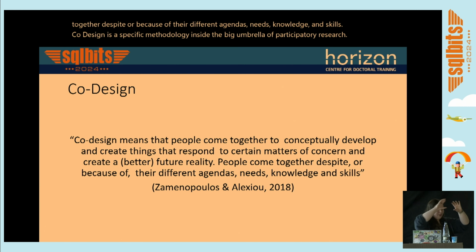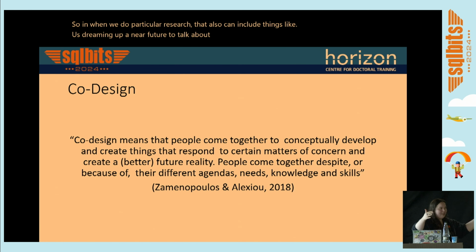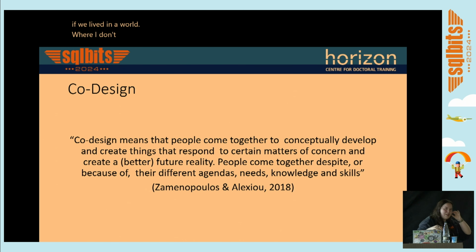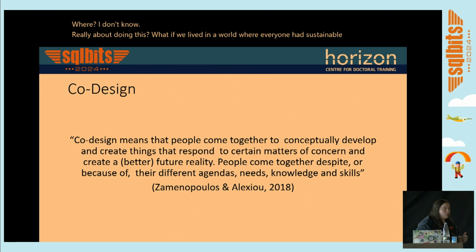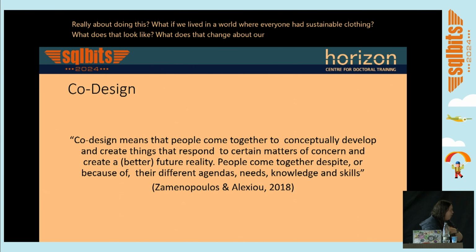So, when we do participatory research, that also can include things like us dreaming up a near future to talk about what sustainability might look like. It's about what if we lived in a world where, I don't know, I'm really bad at doing these. What if we lived in a world where everyone had sustainable clothing? What does that look like? What does that change about our actions day to day?